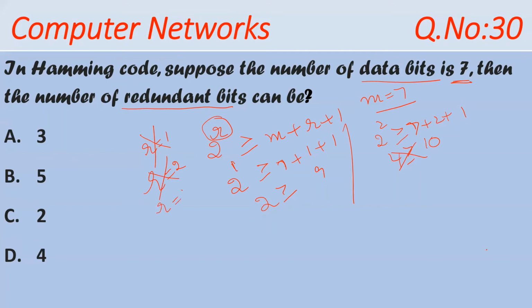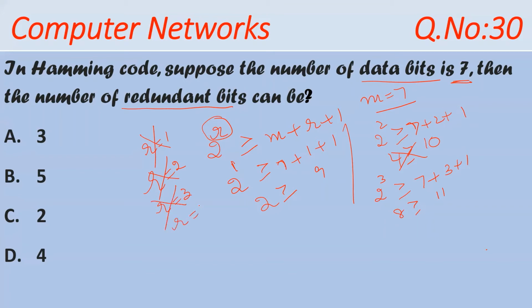Let us now take r to be 3. 2 power 3 is greater than or equal to 7 plus 3 plus 1, which is 11. 2 2s are 4, 4 2s are 8. 8 is greater than or equal to 11? This also did not work for us.